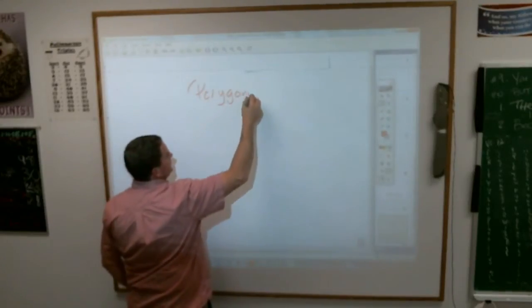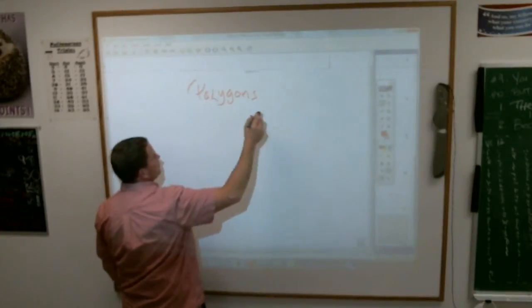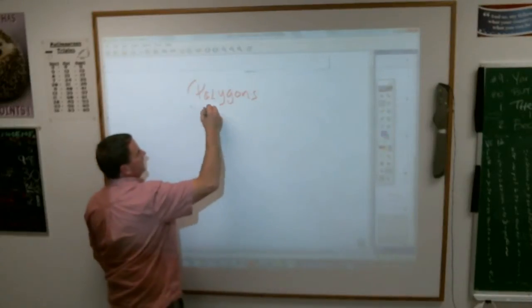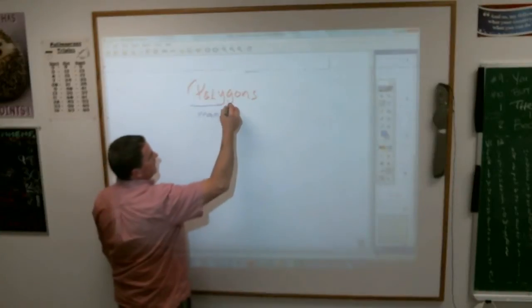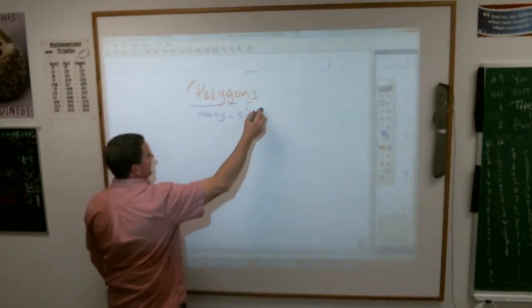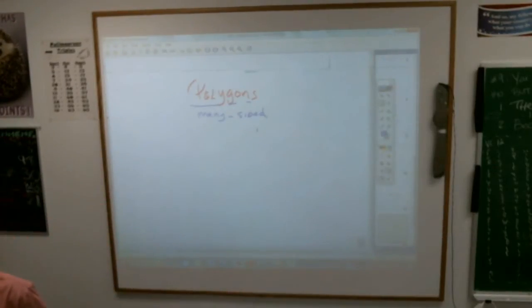Polygons. I'm relatively sure that the word polygons you could separate into the word poly, which means many, and gons, which means sides. So these are many-sided shapes. And we're going to talk about the names of those, and that's pretty much going to be the whole thing.